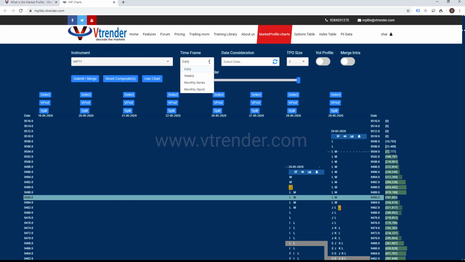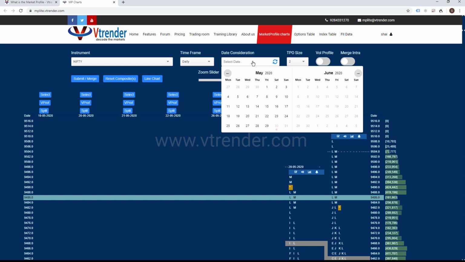Now you can chart these profile charts in various time frames: daily, weekly, monthly, series and all, as well as choose the date you want to look at these charts. By default you will always get 9 profiles on your screen, but you can go as far back as about 2014, I believe, and you can get all the charts you want.